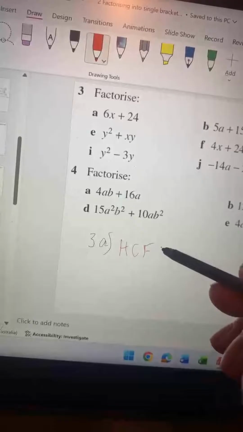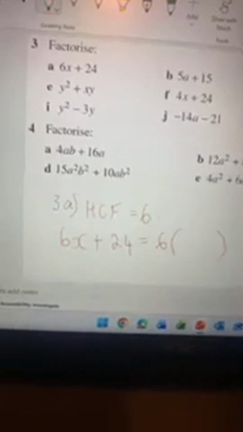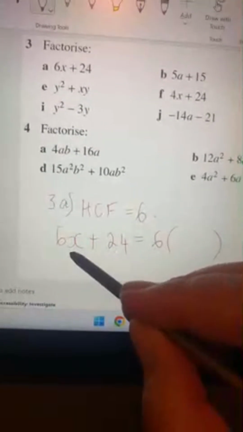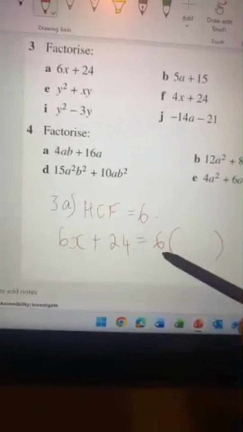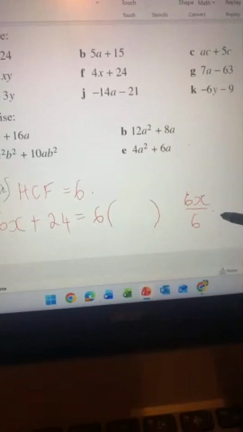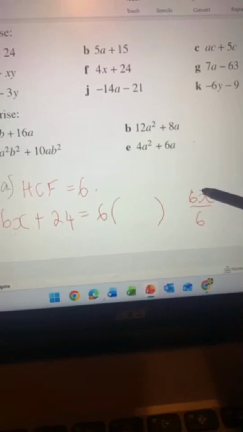Okay, now to factorize 6x plus 24, first we put the highest common factor on the outside, which is 6, outside of the bracket, and of course we're going to need one set of bracket. Now the question that we need to ask ourselves, can we simplify? So here is what we're going to do. We're going to divide each of these terms here, 6x and 24, by the highest common factor. So in this case, we're going to divide 6x by 6. The question is, can we do that?